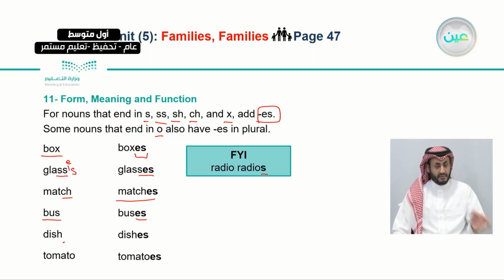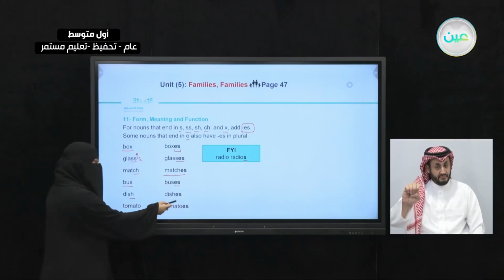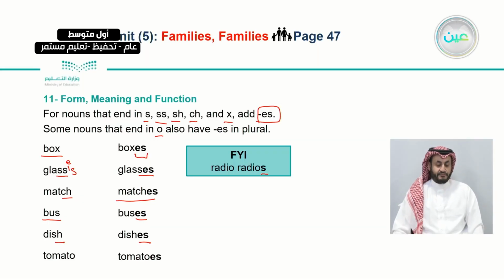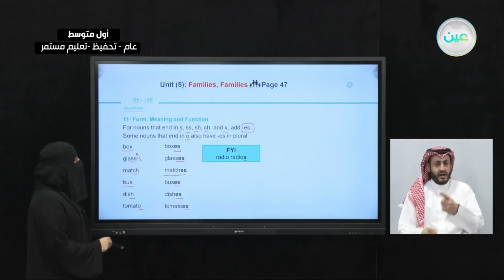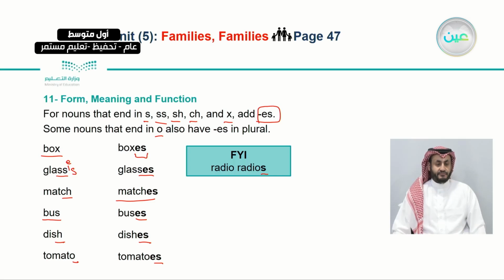How about dish? The word ends with sh, so I should add an es at the end. How about tomato? Right here, tomatoes. I add an es because the word ends with an o. Okay, again, let's have a quick review. For nouns that end in s or double s, sh, ch, and x, we add es. Some nouns that end in o also have the es in plural form.